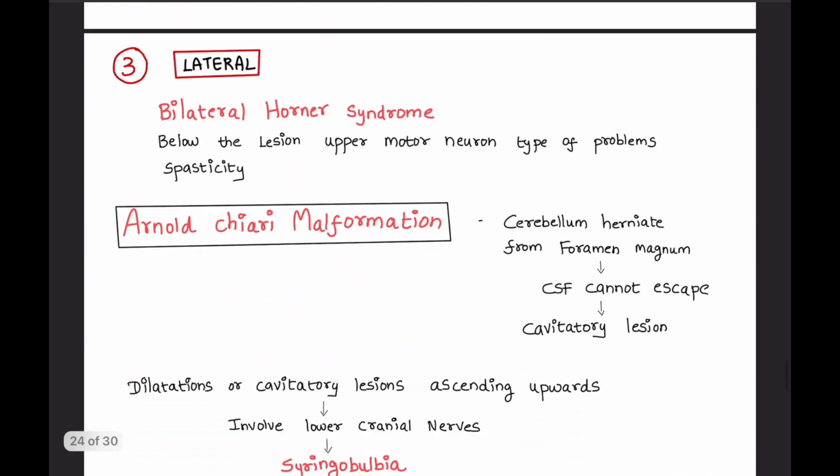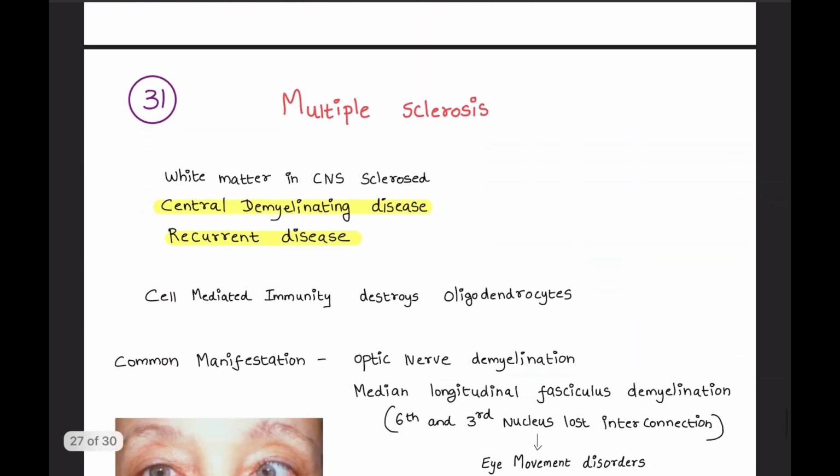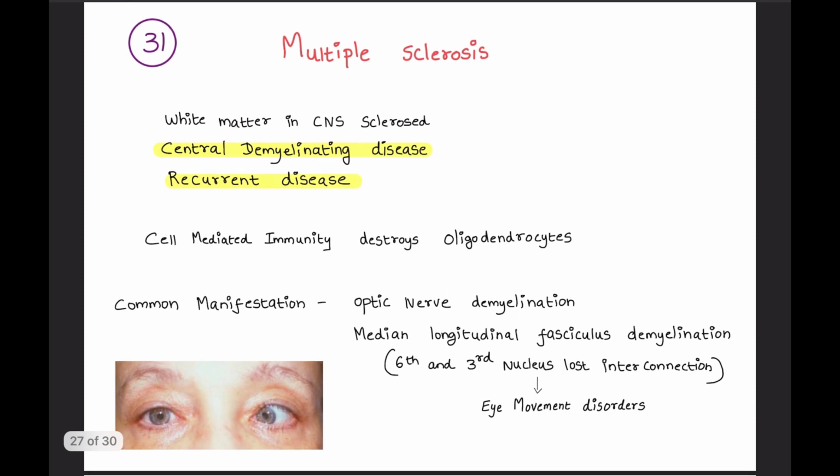So let us move on to the next case, multiple sclerosis, a central demyelinating disease, and it is a recurrent disease. Why is it a central demyelinating disease? Because it involves only the central nerves, not the peripheral nerves. There is demyelination of the central nerves. In Guillain-Barré syndrome, there is demyelination of the peripheral nerves, and Guillain-Barré syndrome is a non-recurring disease, but multiple sclerosis is a recurrent disease.